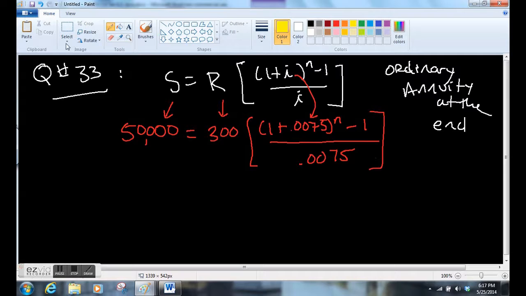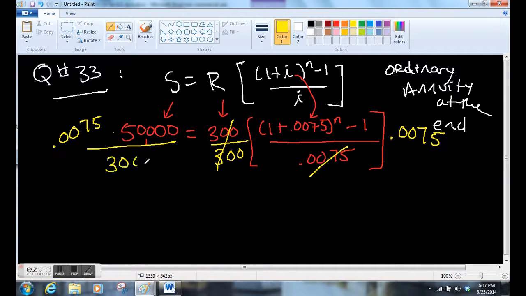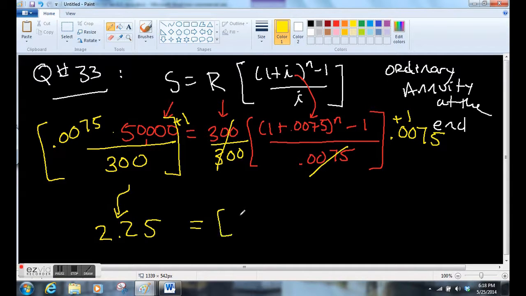We don't know what n is, so I will leave n as n. And now we're going to do just like we did on the other question, multiply everything by 0.0075. That's going to cancel that. What you do to one side of the equation, you have to do the other. Divide this side by 300. That goes away, so we have to divide this side by 300. And then you add 1. So we get this whole big messy thing, and then when you're done, you add 1. And all this side equals 2.25 equals, we're left with this, that's the only piece, because the plus 1 minus 1, we canceled those. Okay. 1.0075 raised to the n.